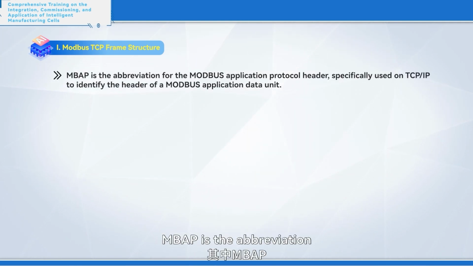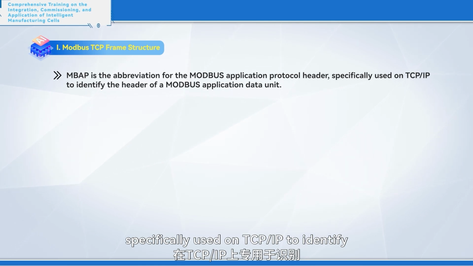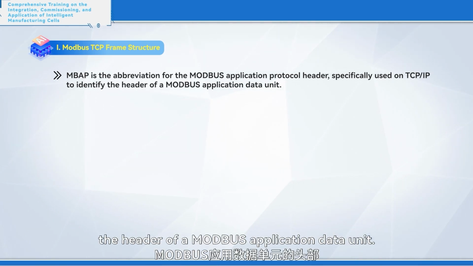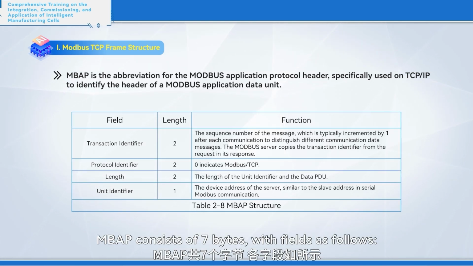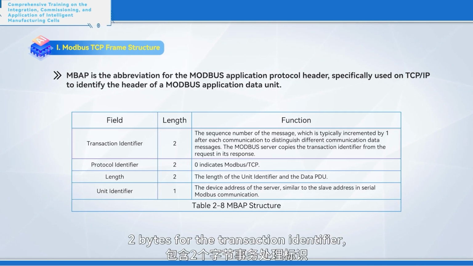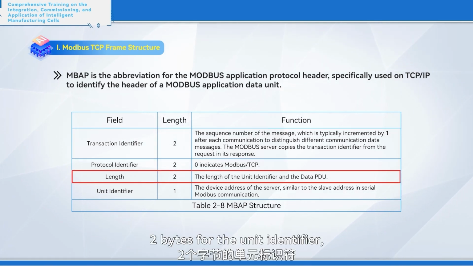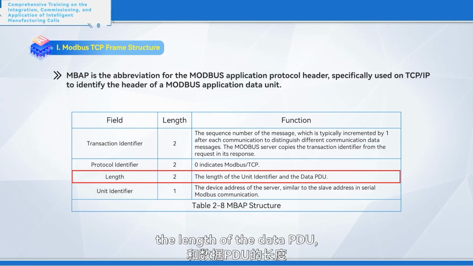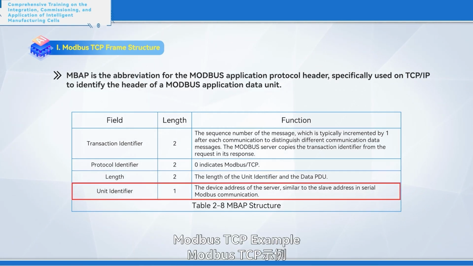MBAP is the abbreviation for the Modbus application protocol header, specifically used on TCP/IP to identify the header of a Modbus application data unit. MBAP consists of 7 bytes with fields as follows: 2 bytes for the transaction identifier, 2 bytes for the protocol identifier, 2 bytes for the length of the data PDU, and 1 byte for the unit identifier.